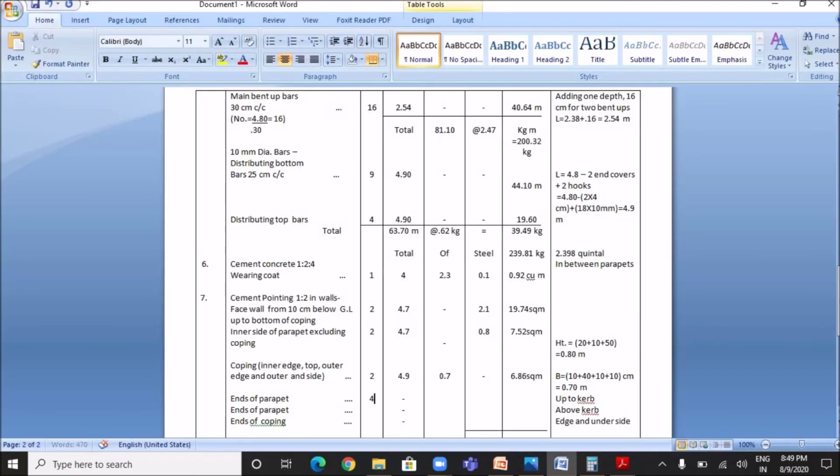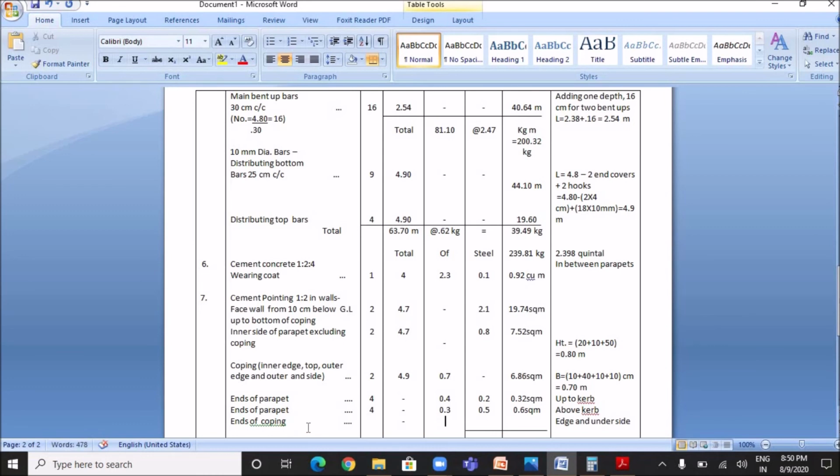And so the number is 4. Here also the number is 4. The breadth is 0.4 and the height is 0.2. The quantity is 0.32 square meter. Here the breadth is 0.3 meter. The height is 0.5 meter and the quantity is 0.6 square meter.